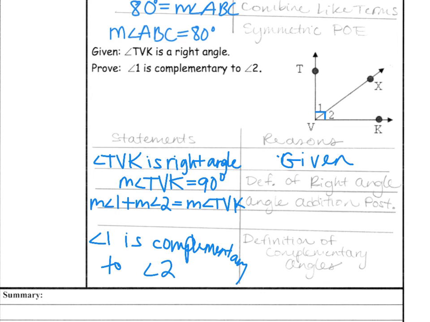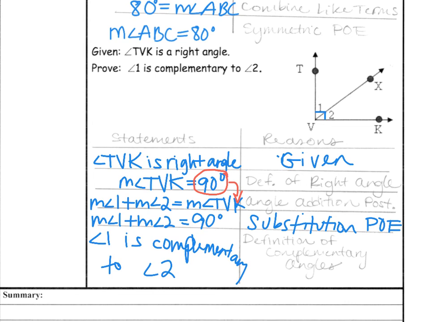Here we need to substitute 90 degrees for TVK. Nice, yep. Put that 90 degrees where you see TVK. So instead, we're going to write measure of angle 1 plus measure of angle 2 equals 90 degrees. And Aubrey said that's because we did substitution. Because we said they add to 90 degrees, we can say they are complementary because of the definition of complementary angles, which says they add to 90 degrees.